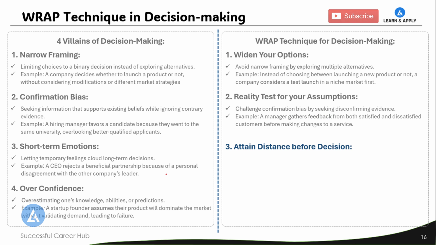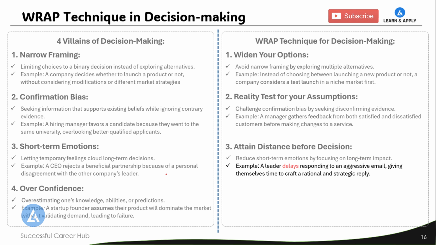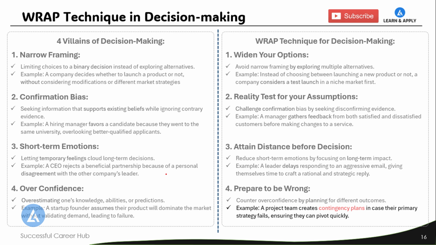The third element is to attain distance before decision. This talks about reducing short-term emotions by focusing on long-term impact. For example, a leader delays responding to an aggressive email, giving themselves time to craft a rational and strategic reply. And the fourth element is prepare to be wrong. Counter overconfidence by planning for different outcomes. For example, a project team creates a contingency plan in case their primary strategy fails, ensuring they can pivot quickly.